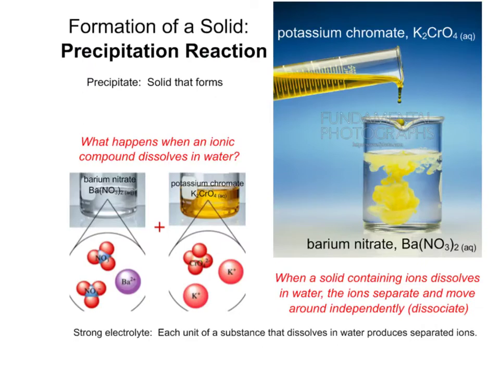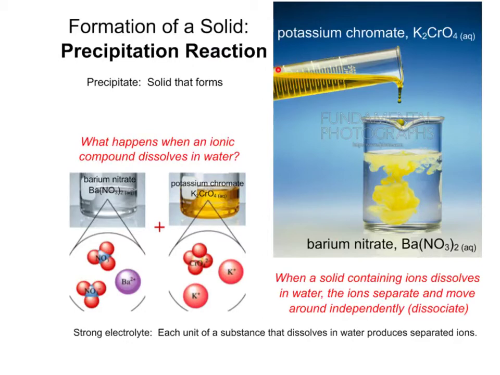So let's look at the first one, the formation of a solid. When we have two solutions that we mix together, and a solid is formed, that solid is called a precipitate. And that reaction is called a precipitation reaction. You have all seen that. We've kind of experimented with a few of those. And here is an example of one of these kinds of reactions.